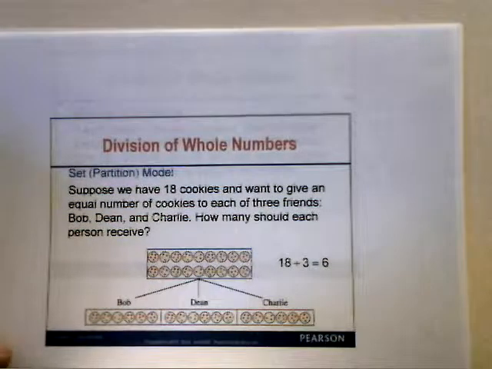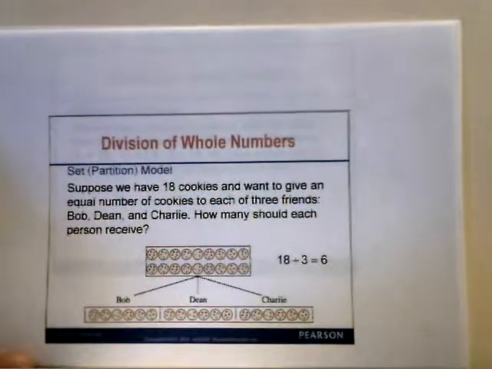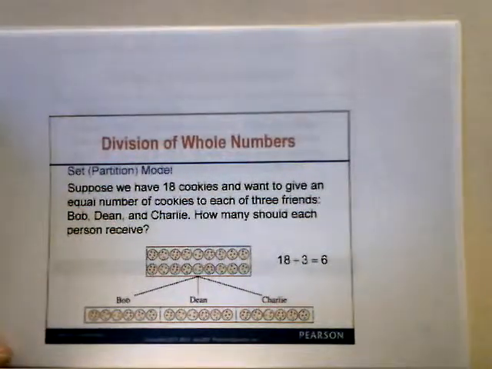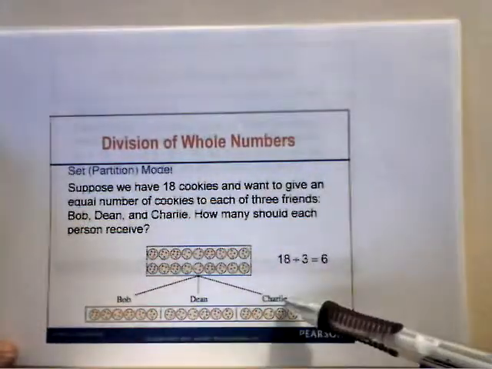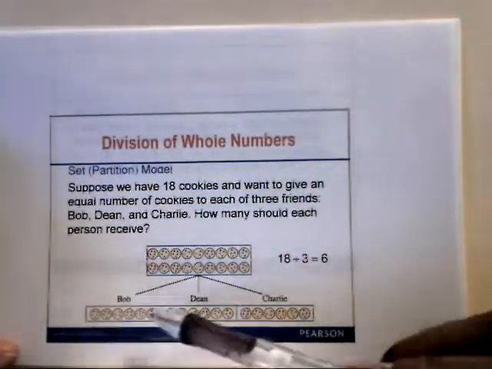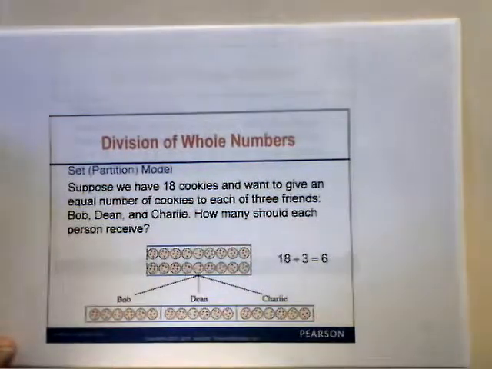Let's look at the set or the partition model as an example. Suppose we have 18 cookies and want to give an equal number of cookies to each of three friends, Bob, Dean, and Charlie. How many should each person receive? Okay, you're taking 18 cookies. Each one of them will have the same number of cookies. So here you'll see each one will receive 6 cookies. So 18 divided by 3 will give you 6.